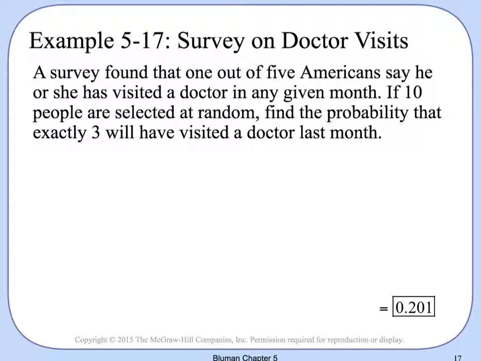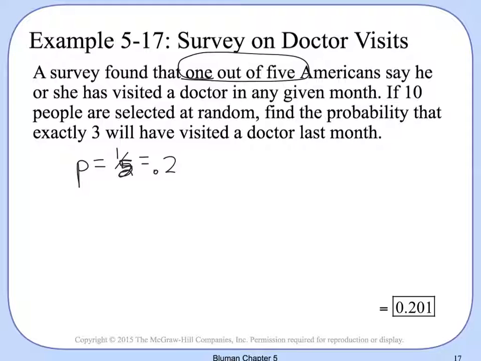1 out of 5. 1 out of 5 people. So that's our probability of success. That's our little p. P is 1 out of 5, or 20%, or 0.20. I don't care which one you do. 1 out of 5 is the same as 0.2. That's our probability of success.